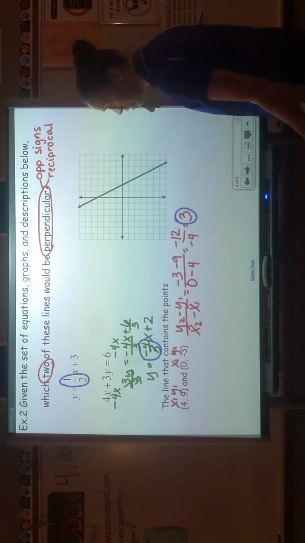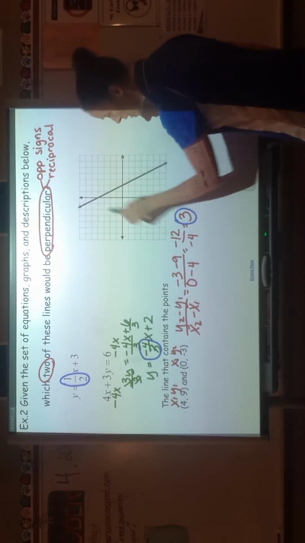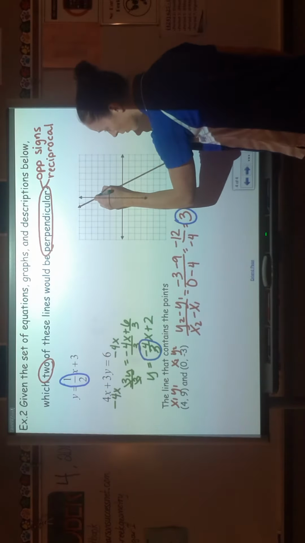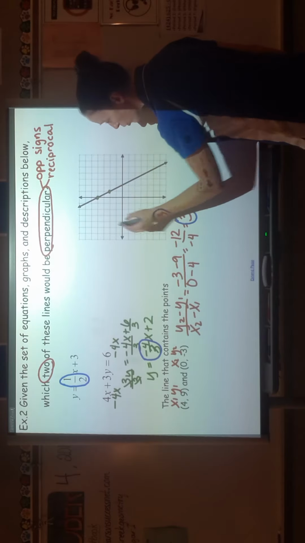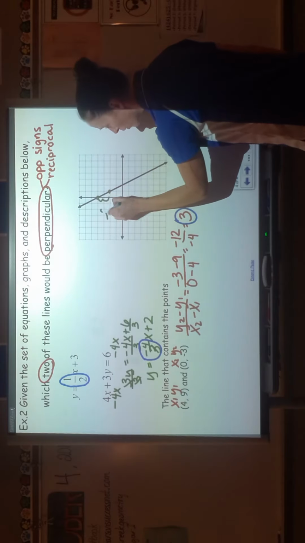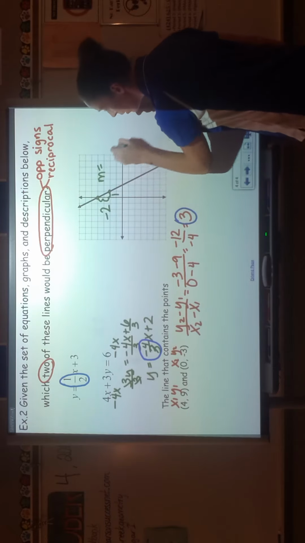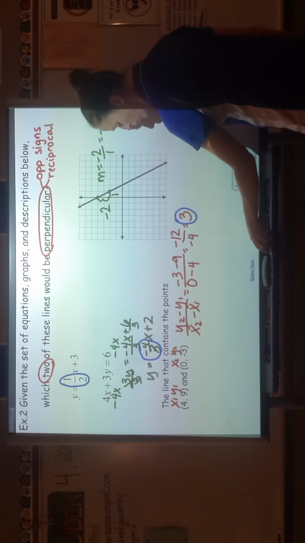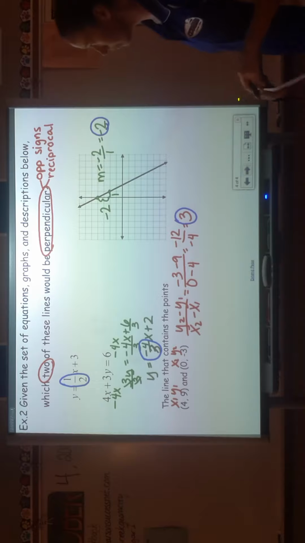We have found 3 of the 4 of our slopes at this point. Let's delve into the graph, see what our slope is. Identify 2 points on that graph. Travel your rise over run. Down 2, +1. That makes our m value -2.